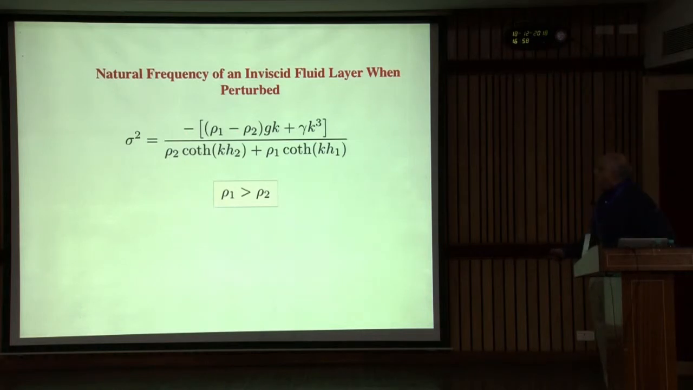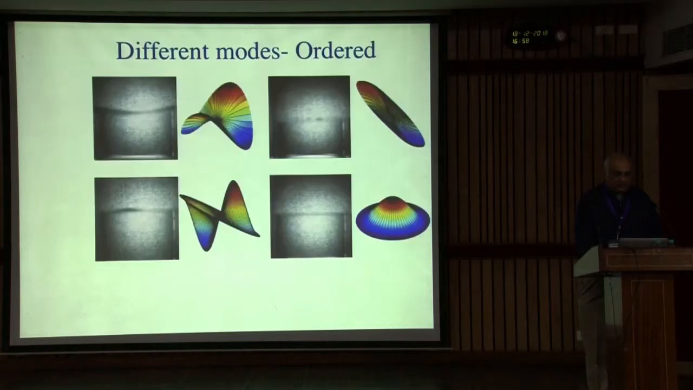And the important thing to notice here is that for ordinary fluids, typical fluids that you would run in an experiment, the gamma K cubed term is subservient to the delta rho G K term. So it's very difficult to bring in the effect of surface tension unless you have very, very narrow containers. Extremely narrow containers. Okay, that's going to be an important thing to notice as we go along.